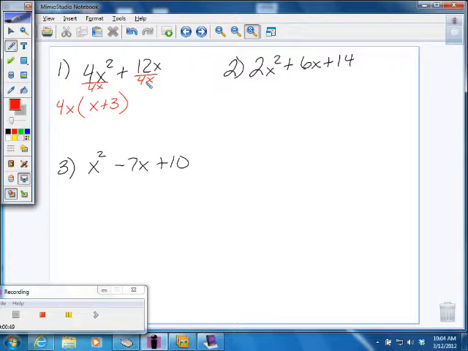All right, what about number 2? What's my GCF there? 2. So I factor out a 2, and what am I left with? Okay? Now, where we're going to get to, and we're not there yet, is our next step, which will be to ask yourself, is it a binomial, a trinomial, or a 4-term polynomial? And what is this? It's a trinomial.